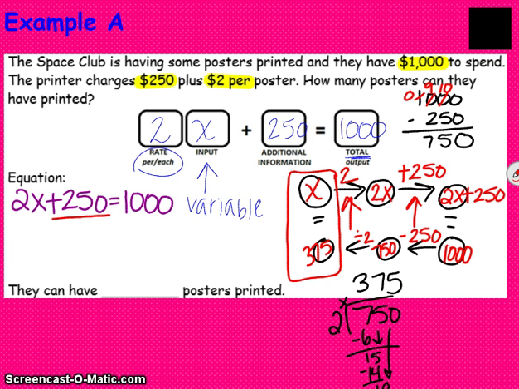So I have to fill in my sentence. It says they can have 375 posters printed.